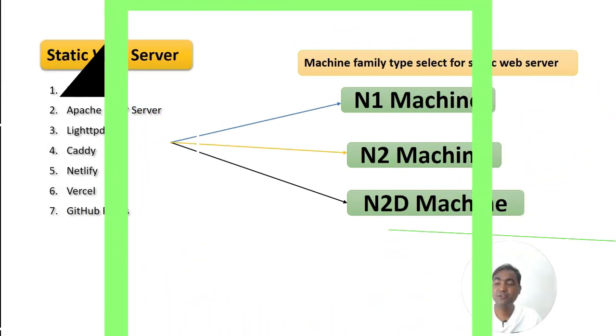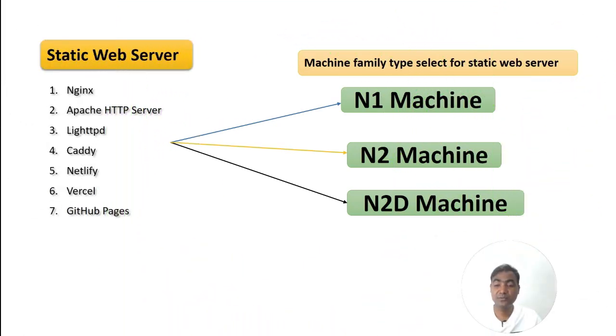Guys, let's discuss static web servers as you know, like Nginx, Apache HTTP Server, Lighttpd, Caddy and more. Based on your requirement, if you want to deploy a static web server on GCP, then which machine family type should be selected for this? I'll guide you for this scenario.